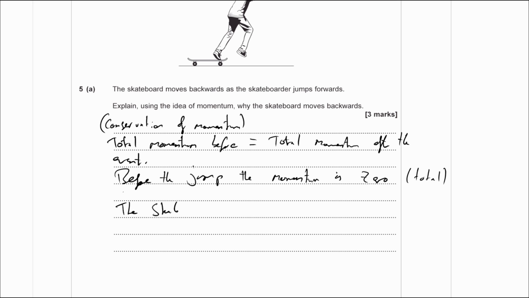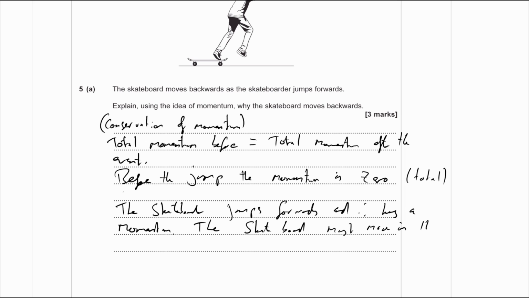The skateboarder jumps forwards and therefore has a momentum. Alright, the skateboard must move in the opposite direction with equal momentum to obey the law of conservation.